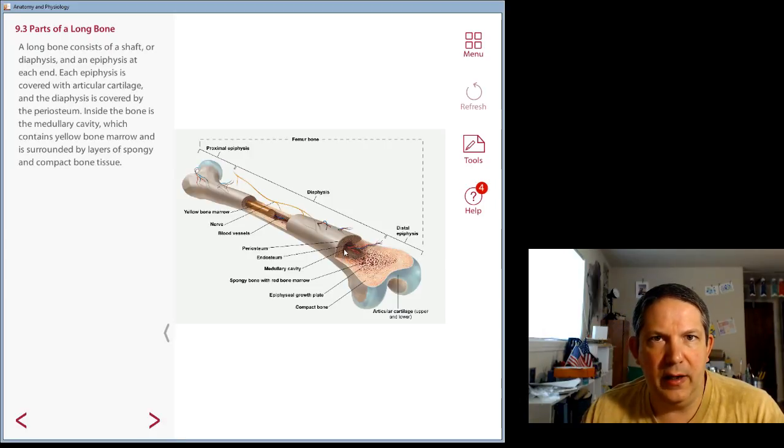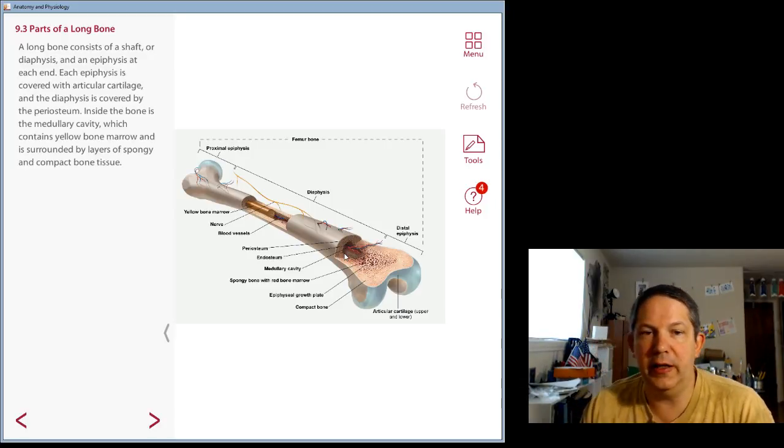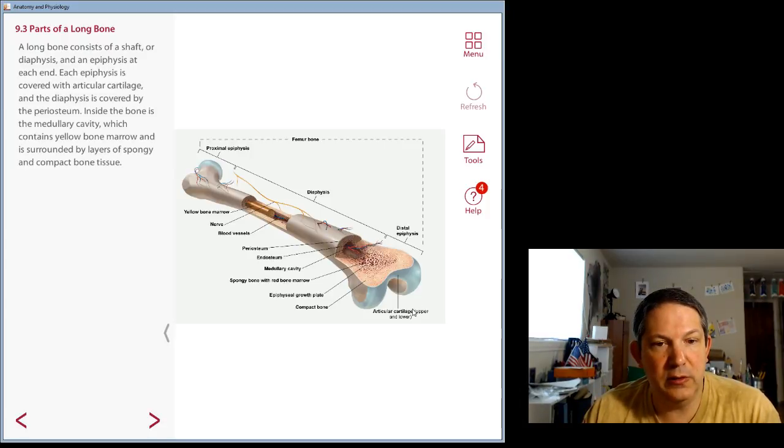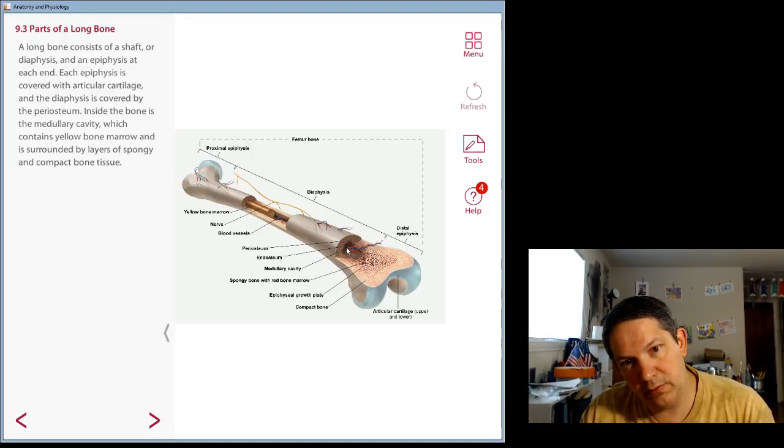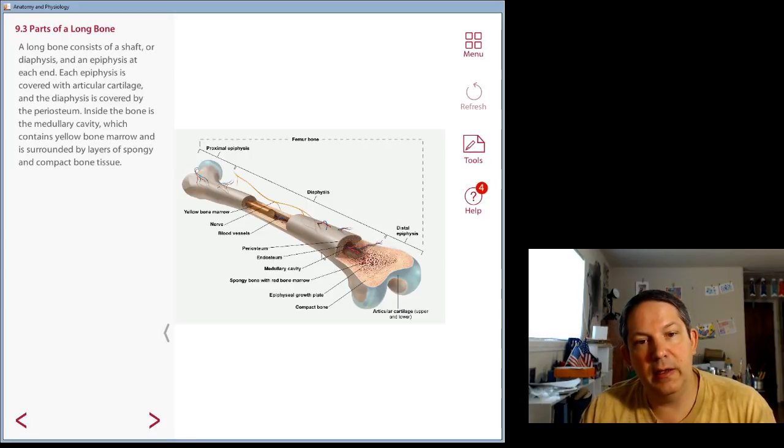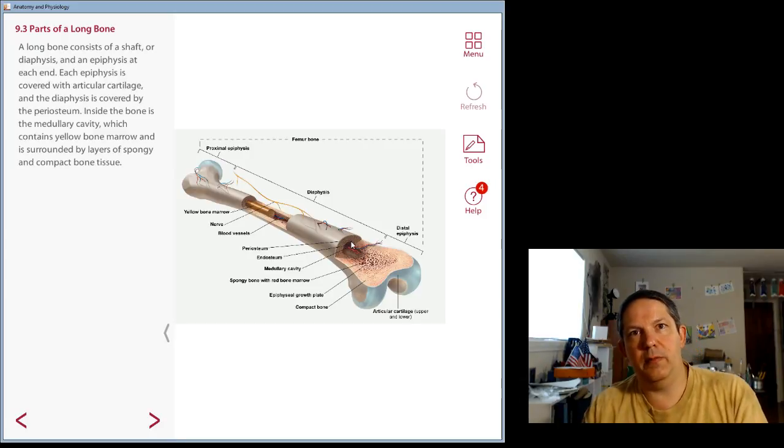In the endosteum is where you'll find a lot of osteoclasts, which are involved in breaking down bone tissue. And in the periosteum, you'll see more osteoblasts, which are involved in building up the bone tissue. Now there are going to be some osteoclasts on the periosteum as well, and some osteoblasts on the endosteum as well, but pretty much you build up on the outside and you eat away on the inside.